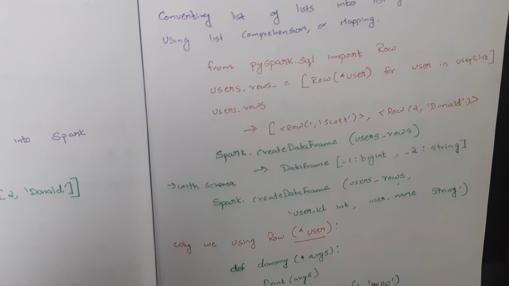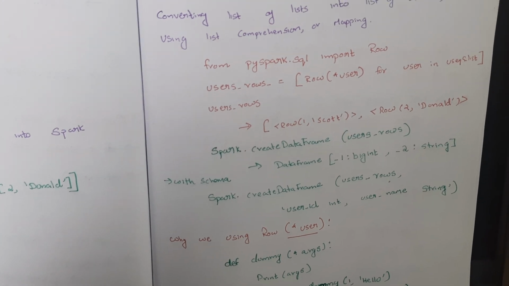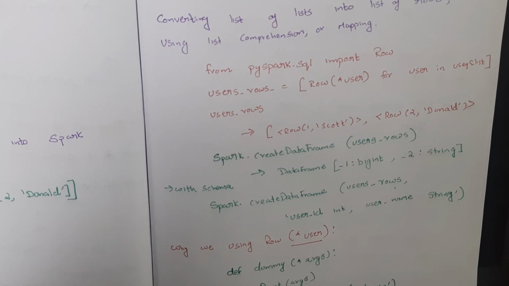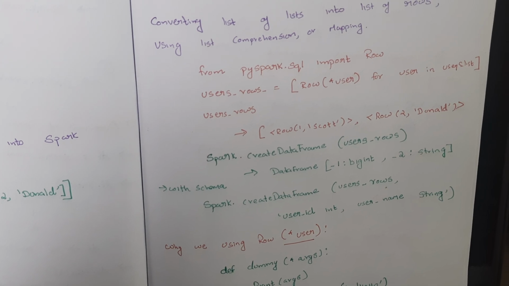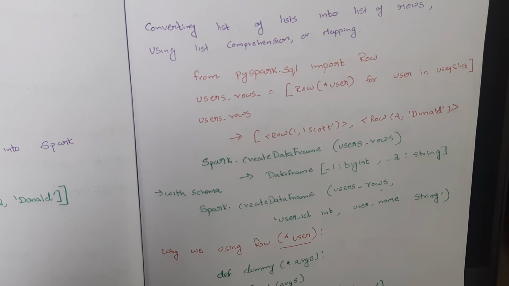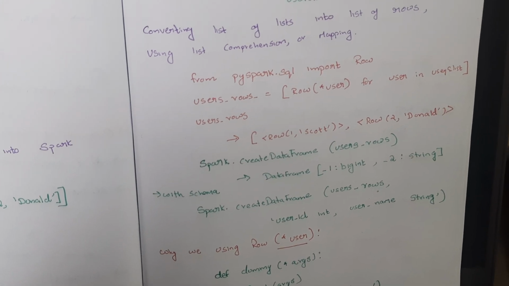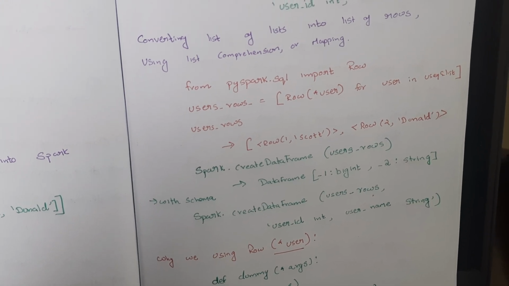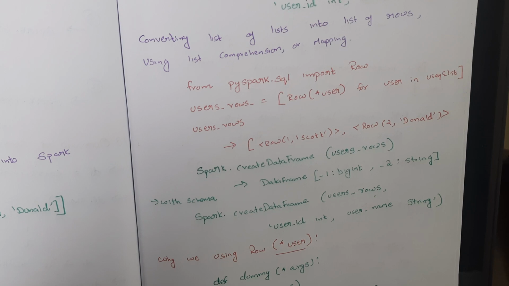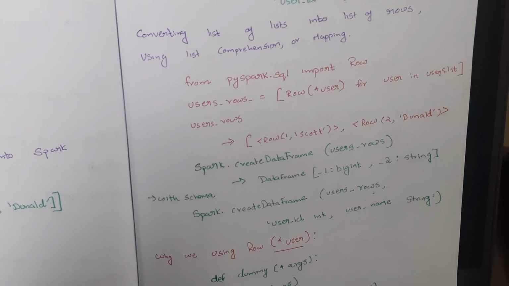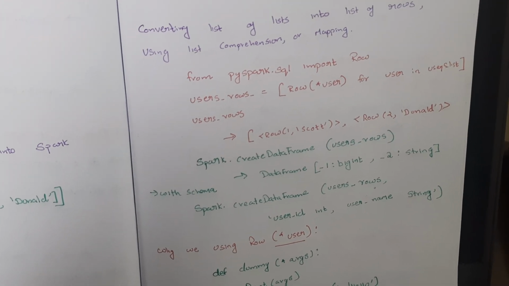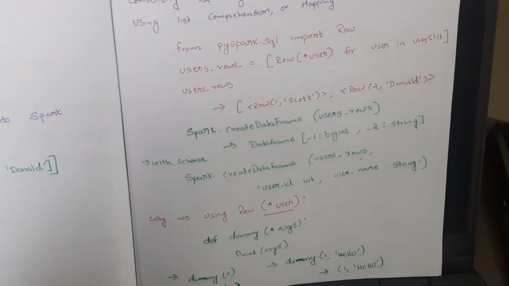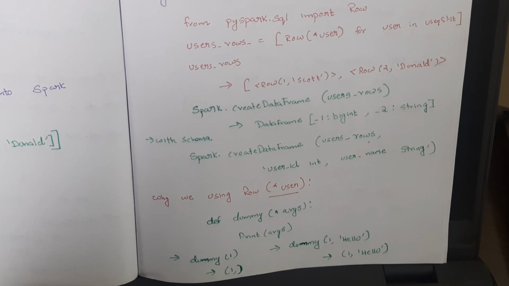Now we try to create a Spark data frame on top of the rows: spark.createDataFrame(users_rows), which will create system generated columns and data types. The data frame will be created with a schema. In a similar way, we can pass the column name and then the data type. Now we'll see why I have used a star.